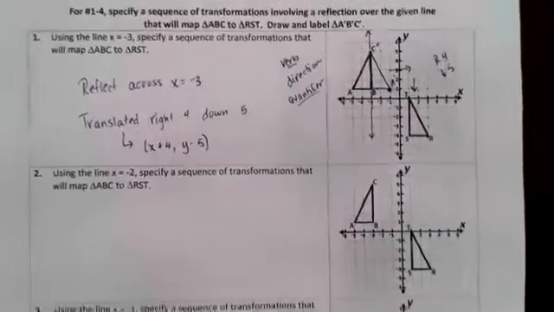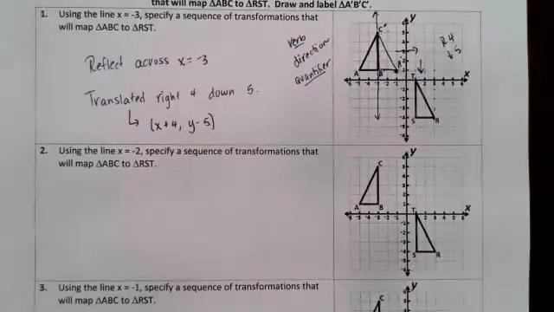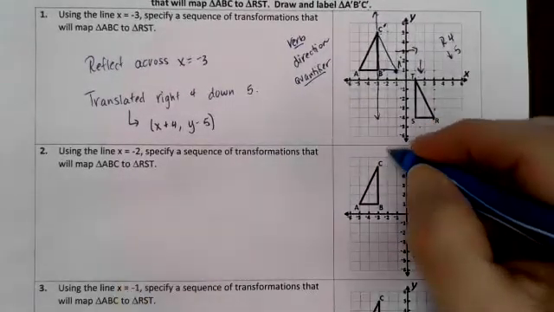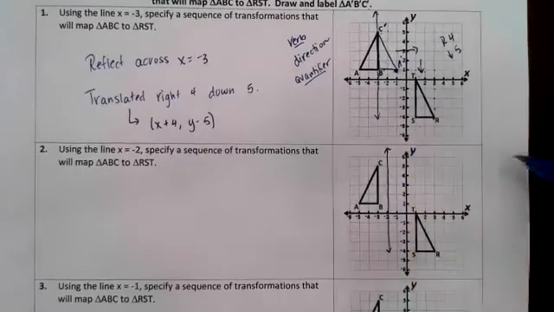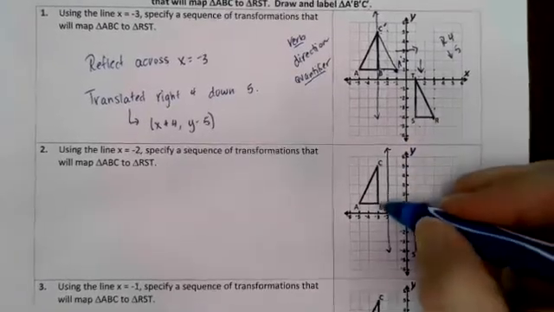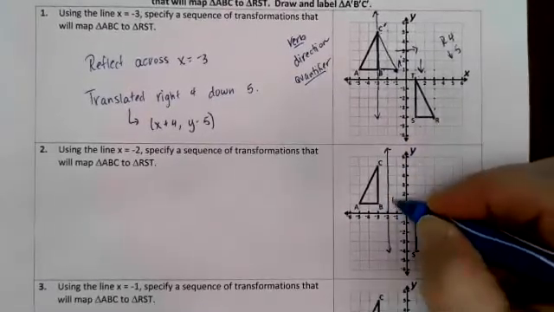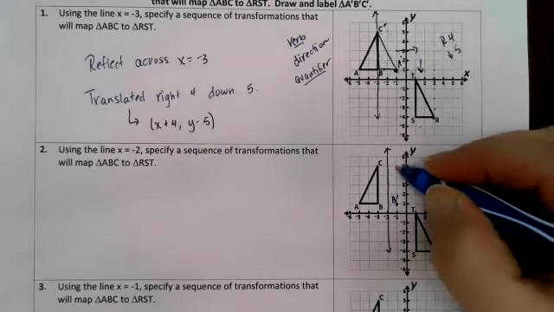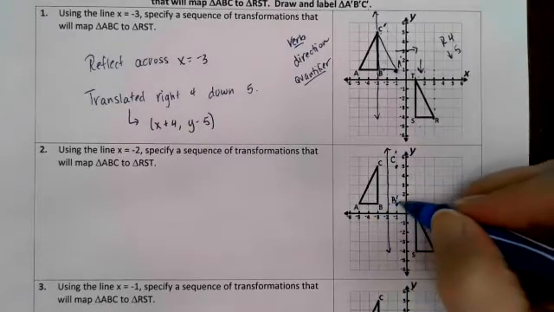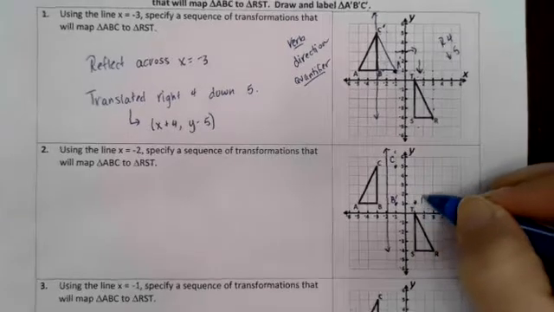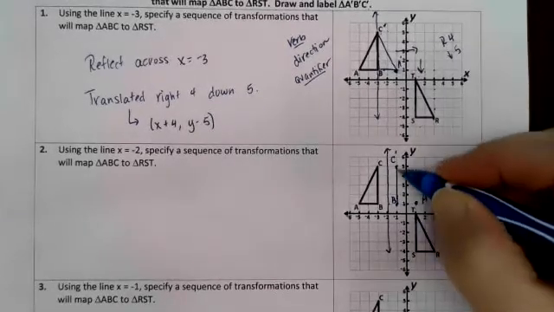All right, looking at my second example, I want to use the line x equals -2. So that is here. So I'm going to reflect first. So B is 1 away, so B prime will be 1 away. C is 1 away, so C prime will be 1 away. A is 3 away, so A prime will be 3 away.